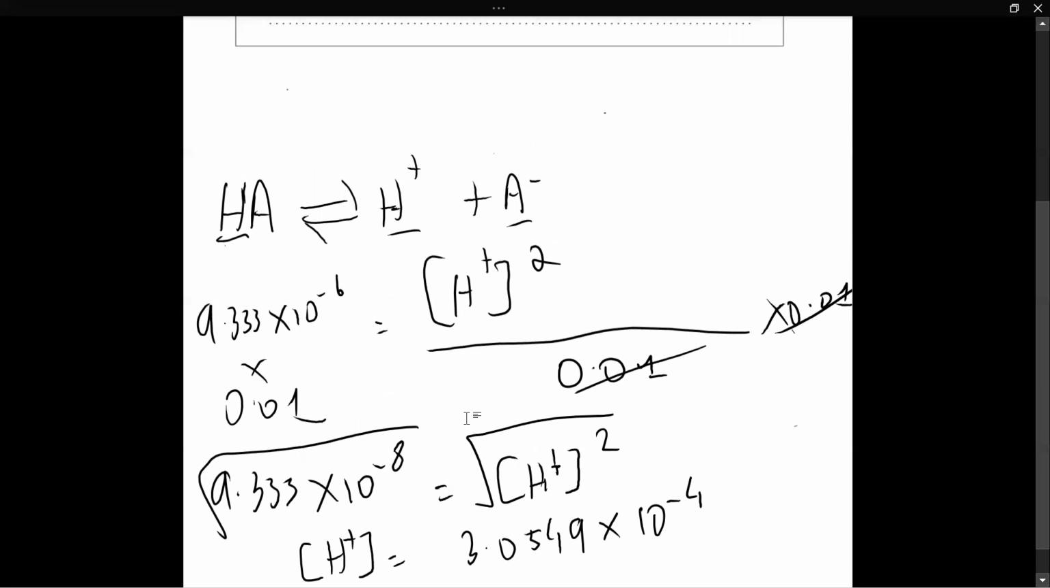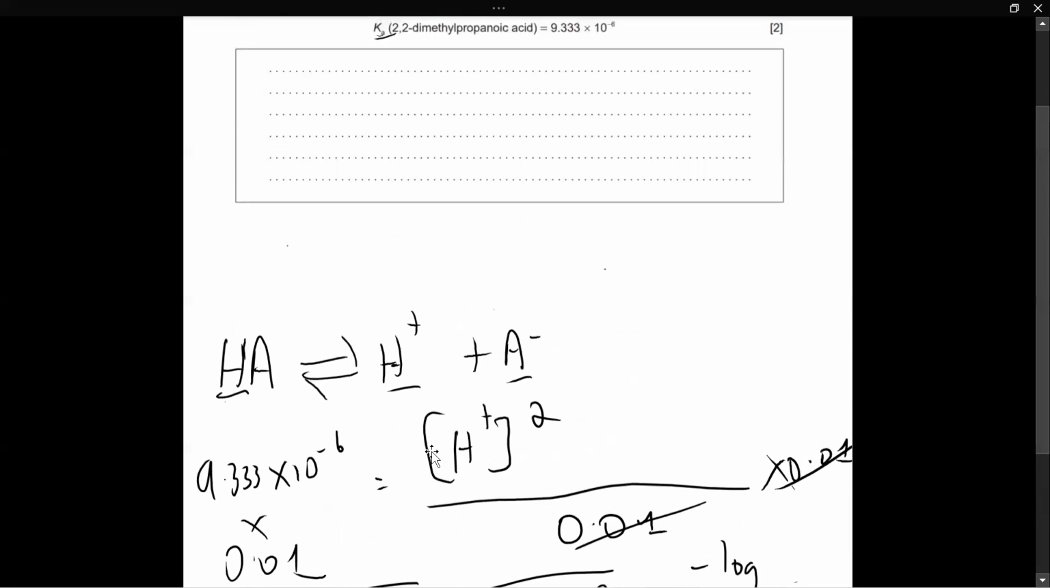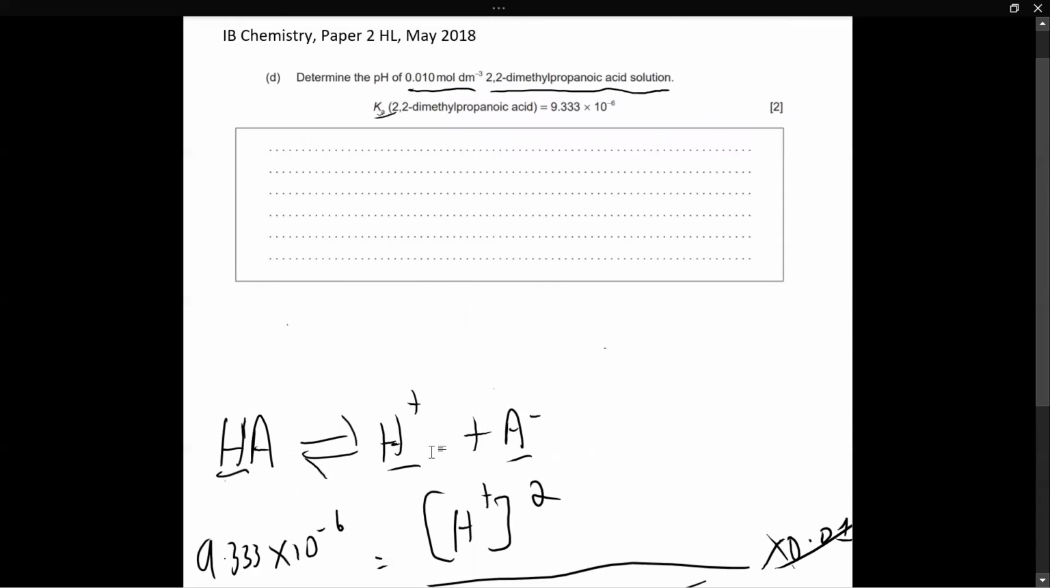Now it's easy pickings for us. If we want to calculate the pH, we just have to take the negative log of H plus, so the negative log of this number over here. If you just put that into your calculator, you'll get your answer as roughly 3.515. So that is the pH of 0.01 mole dm cubed of 2,2-dimethyl propanoic acid solution. So it's 3.515.